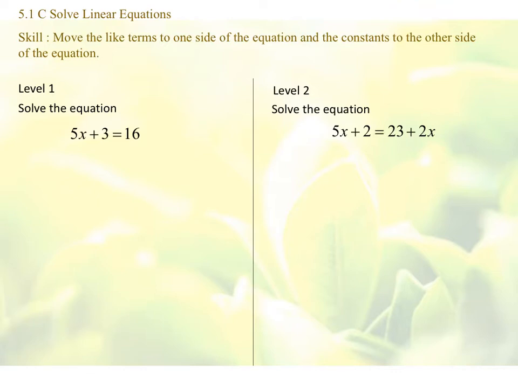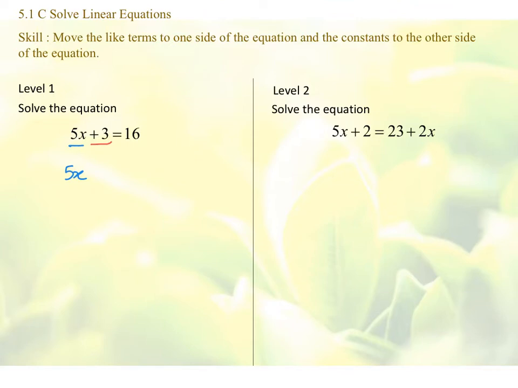Okay, let's solve the following questions. First one, solve the equation 5x plus 3 equals 16. Now, if you'd like to solve this kind of equation, you need to get 5x on its own. So I would like to have something plus 3 equals 16. What is this something? How do I get just something on its own? So something plus 3 is equal to 16. So I need to get rid of the plus 3.